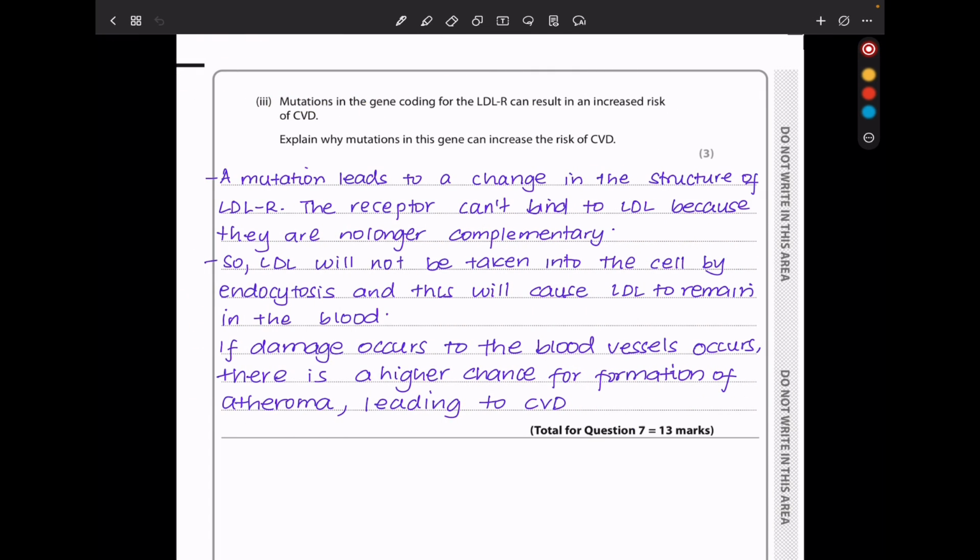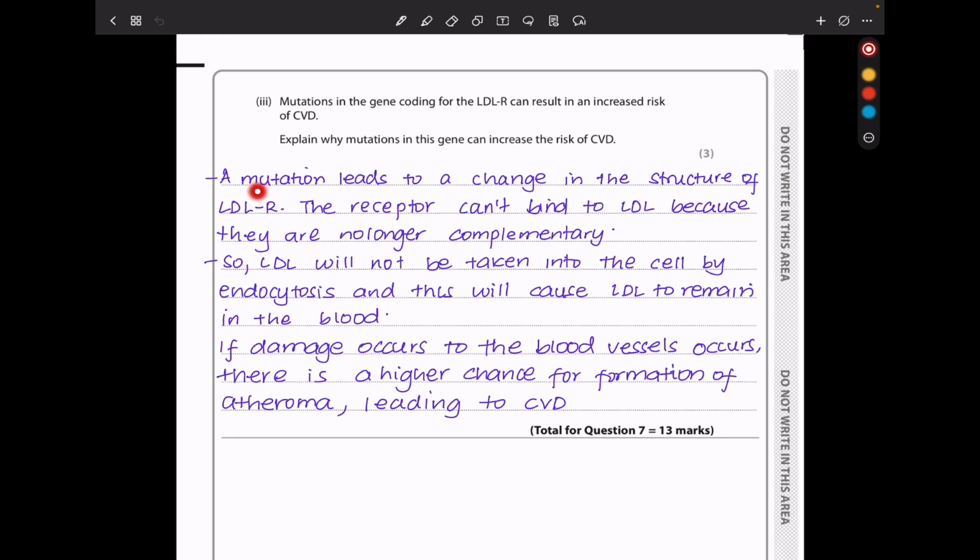And then they say mutations in the gene coding for LDLR can result in an increased risk of CVD. Explain why mutations in this gene can increase the risk of CVD. If there is a mutation in this gene, it means the receptor formed is not going to be functional, and therefore it cannot bind to LDL, meaning the LDL cannot be taken up by the cell by endocytosis.